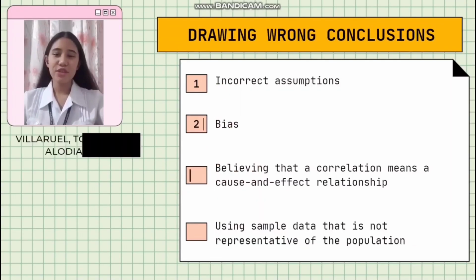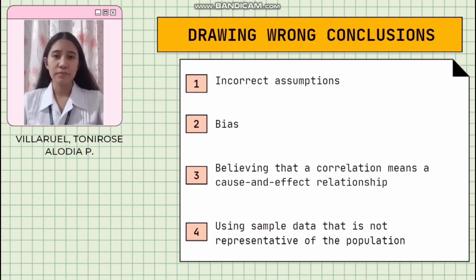Good evening. We should be careful not to draw the wrong conclusions when it comes to data, as it can cause you to make bad decisions. So ano nga ba ang causes ng pag-draw ng wrong conclusions? The first is making incorrect assumptions. Huwag dapat tayo basta-basta mag-assume at i-make sure muna natin na nagme-make sense at tama ang ating conclusion.